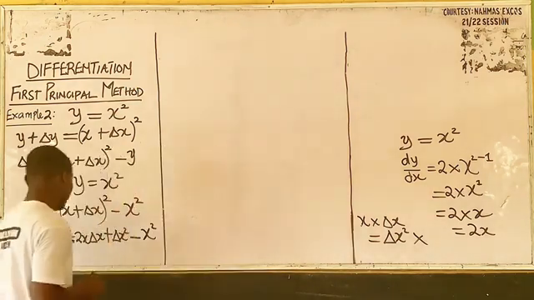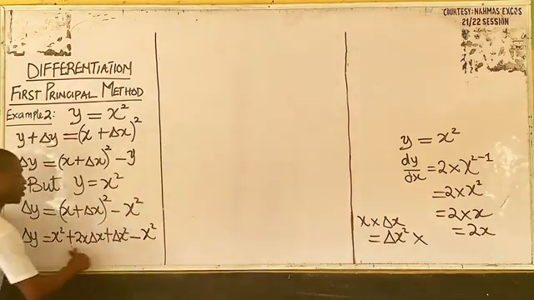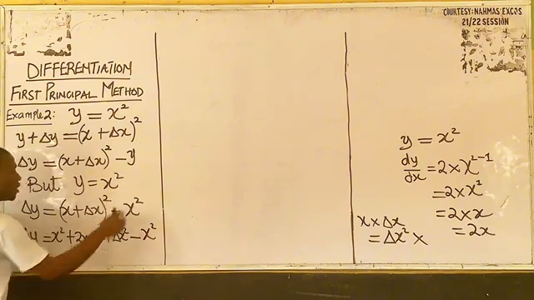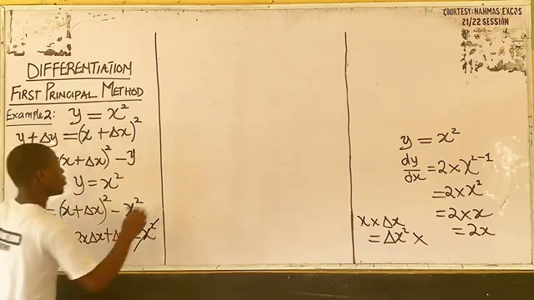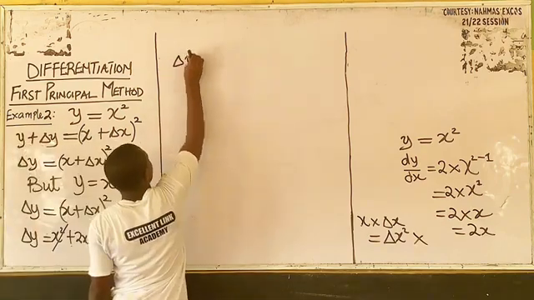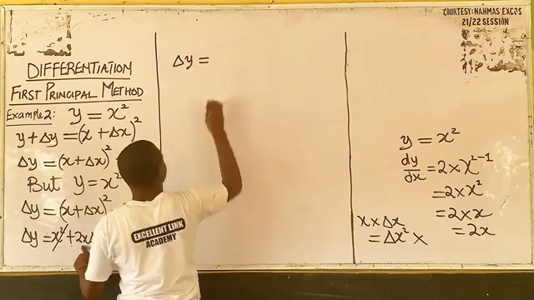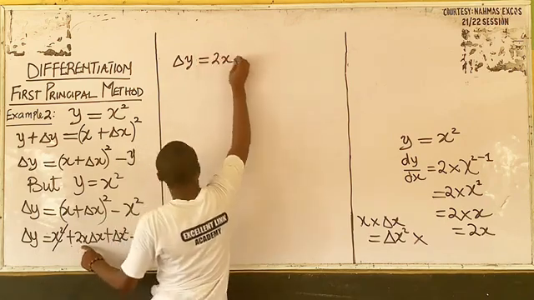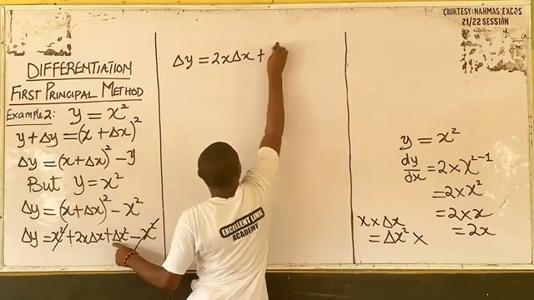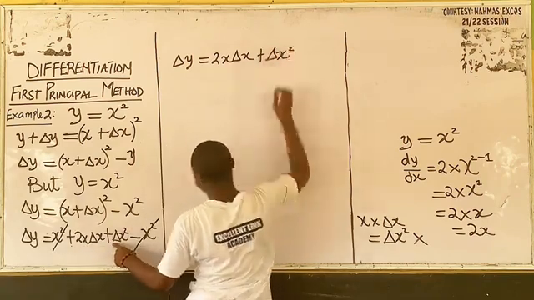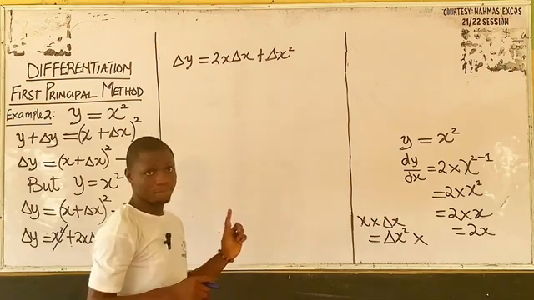Proceeding from here now, observe that after expanding this, I brought out minus x squared. This minus x squared will cancel out plus x squared. That's 0. So I should be having change in y equal to 2x change in x, right, plus change in x squared as being the left value here.